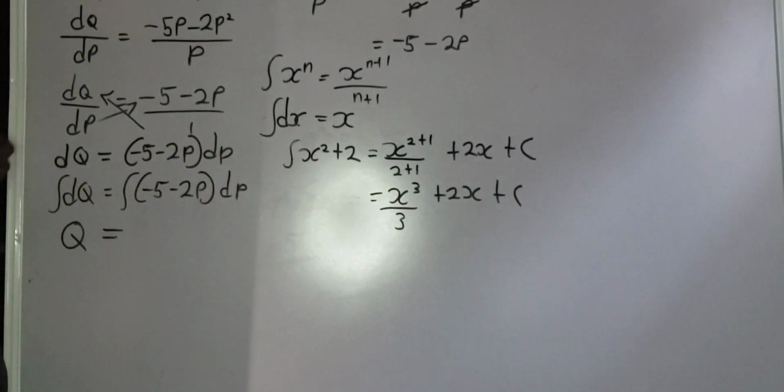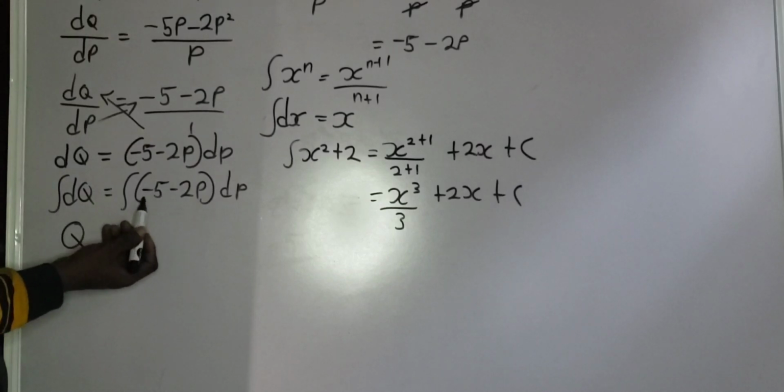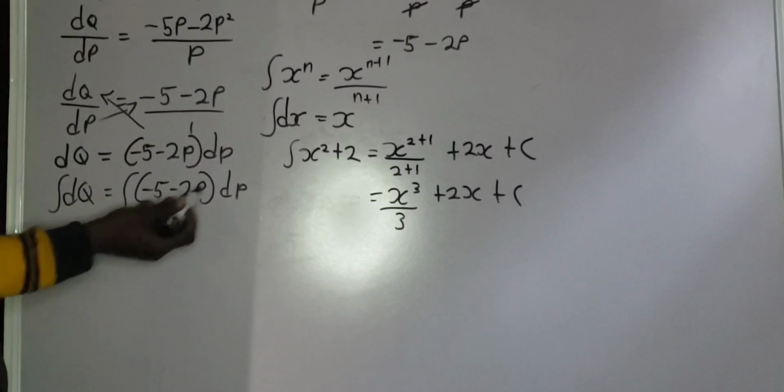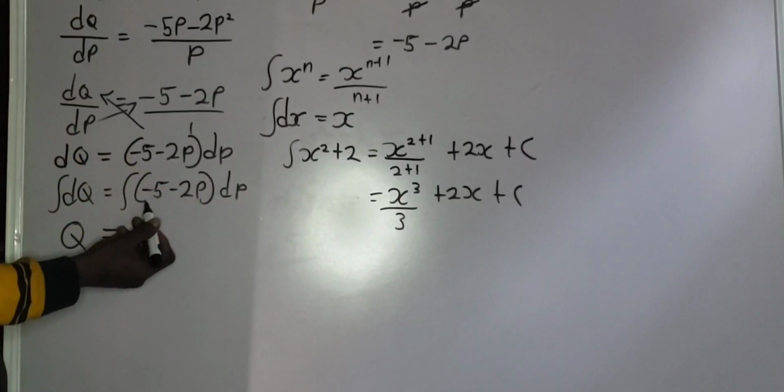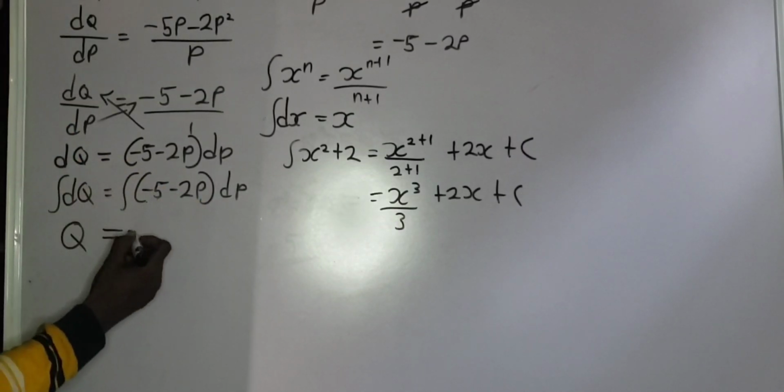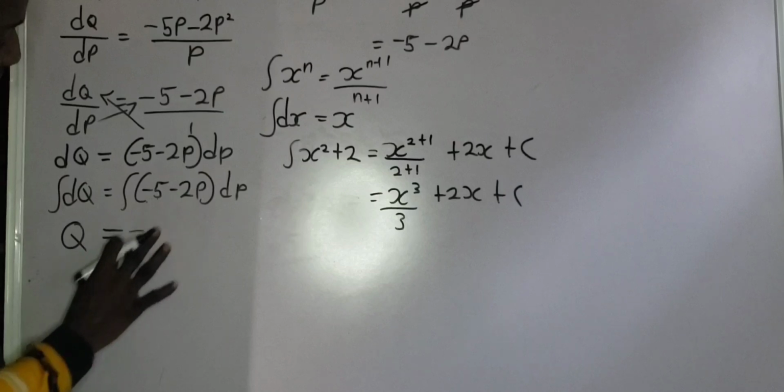Now I want you to pay attention. If we integrate a constant, when we integrate a constant here, it carries x. So if I integrate negative 5, it will carry what? P. So I'm going to have negative 5p.